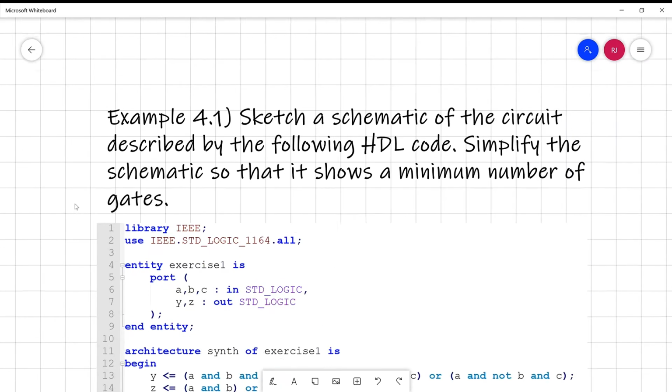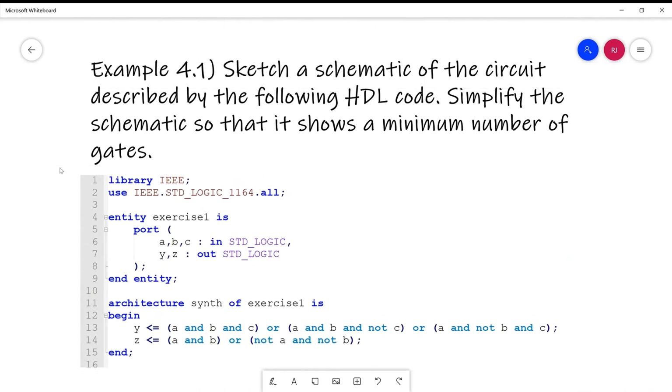Below here is the actual question from the book. It reads, sketch a schematic of the circuit described by the following HDL code. Simplify the schematic so that it shows a minimum number of gates.